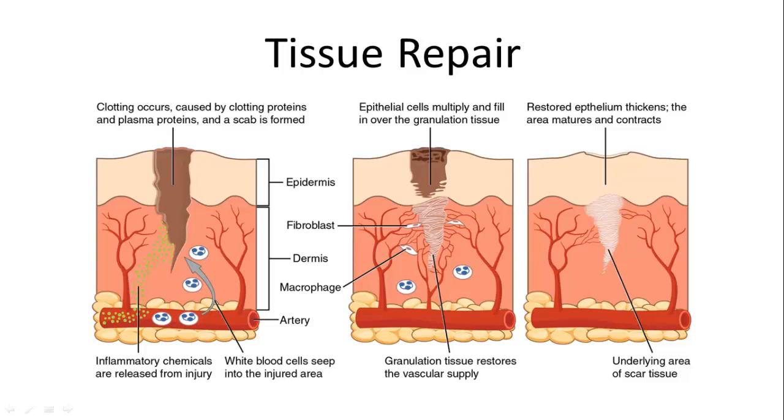But that will be a temporary state. So the next stage, that area where the scab was will be filled in with not the original type of tissue, but what's called granulation tissue. And granulation tissue will then cause angiogenesis, or the formation of blood vessels, to occur. So you can increase the blood supply to this area to get more of the nutrients needed to repair.